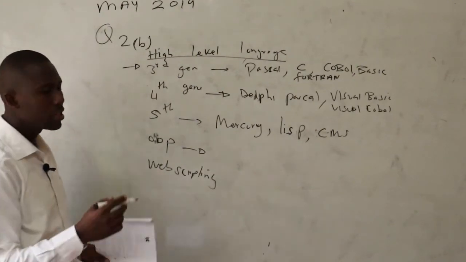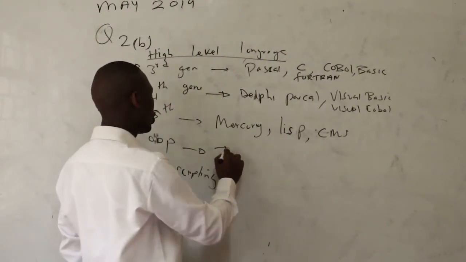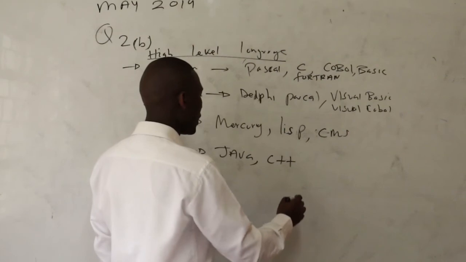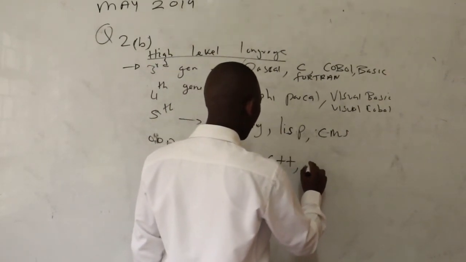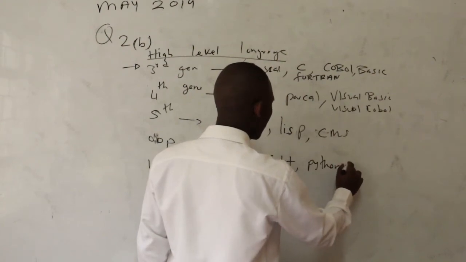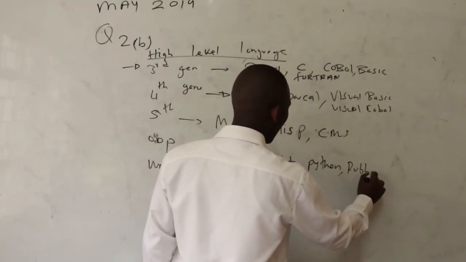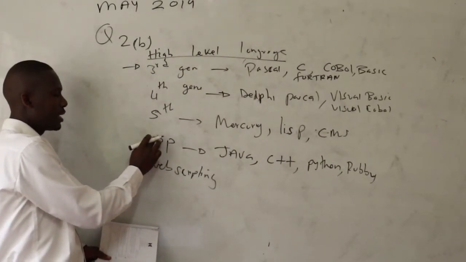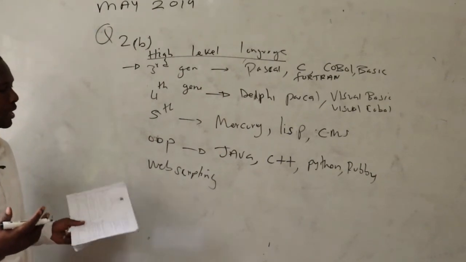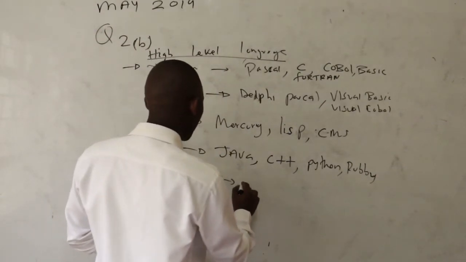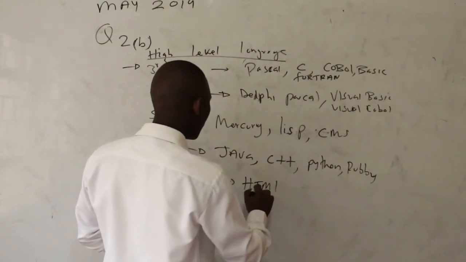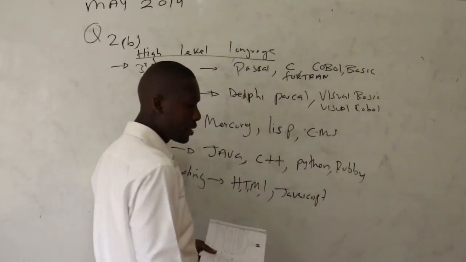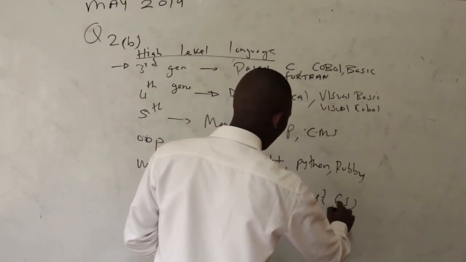Then object-oriented, we have languages like Java, C++, Python, Ruby, a number of languages that work under the object-oriented approach. That is why a program is created by combining objects together. Under web scripting, we stated we have HTML, JavaScript, CSS and so on.